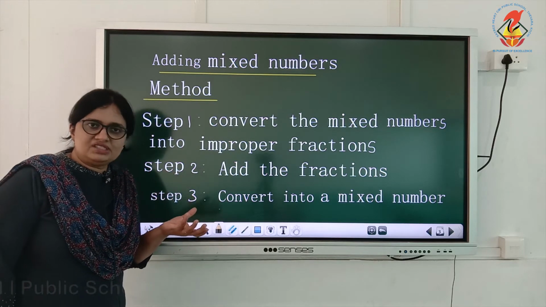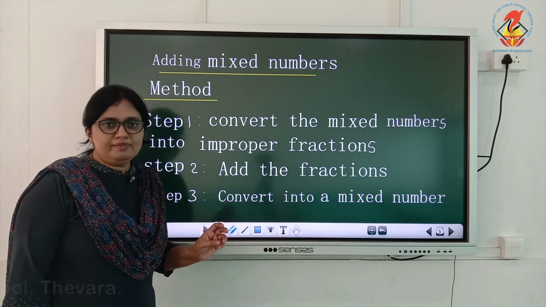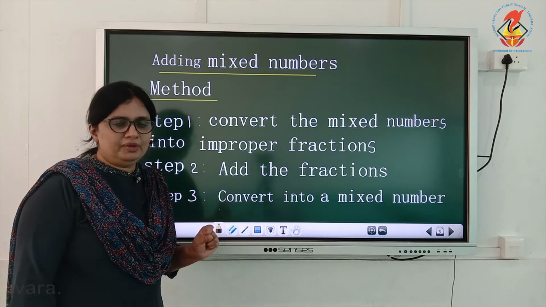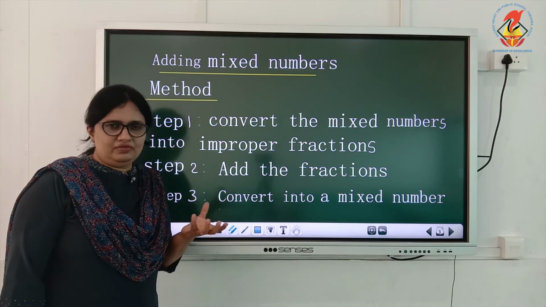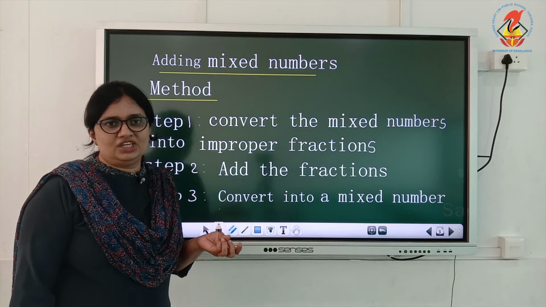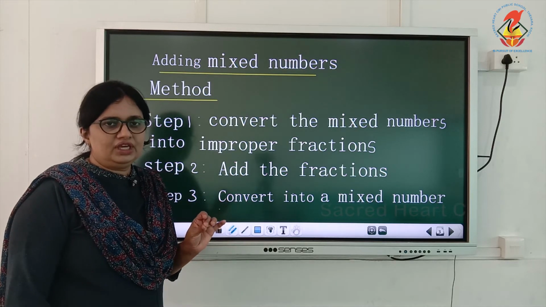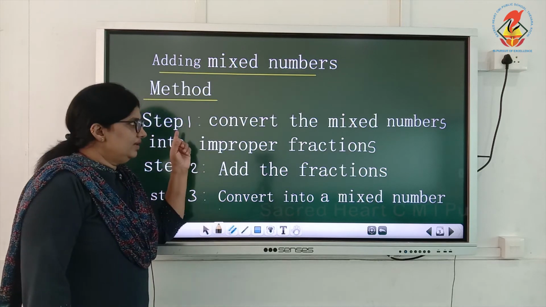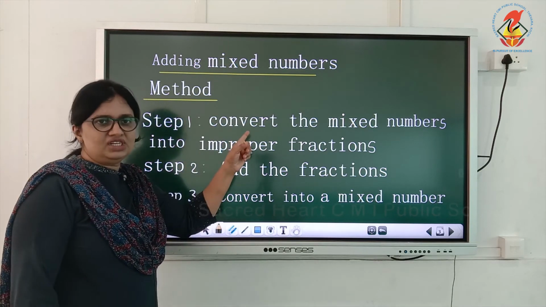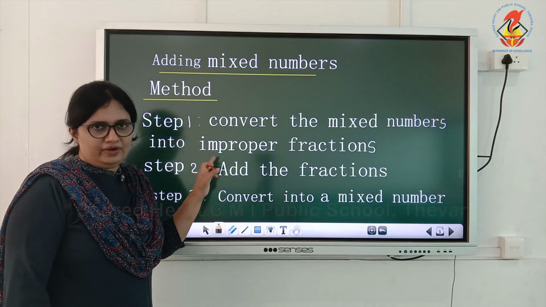You know what mixed numbers are? A mixed number is a combination of a whole number and a proper fraction. And what is an improper fraction? Some fractions have the numerator greater than the denominator, and those are called improper fractions. When you get a mixed number, you need to convert it into an improper fraction.